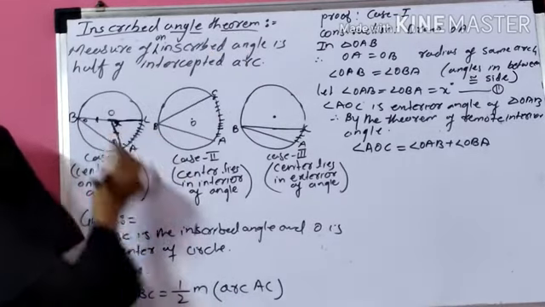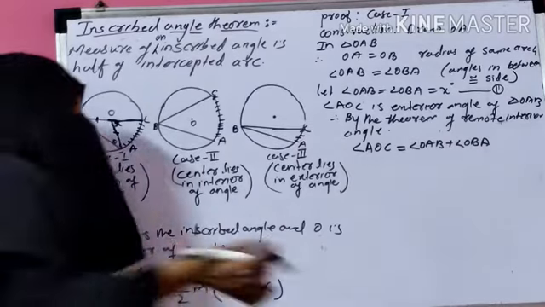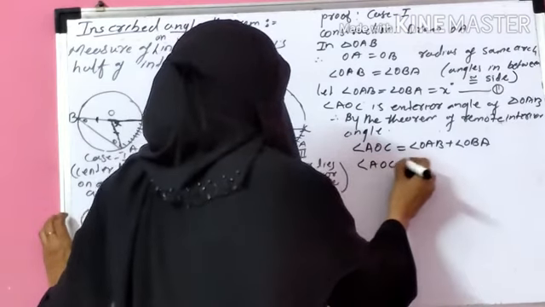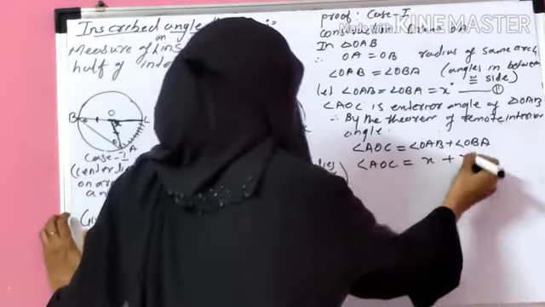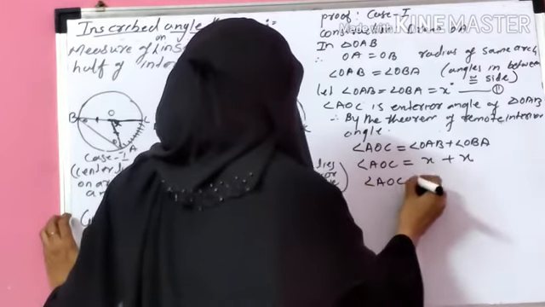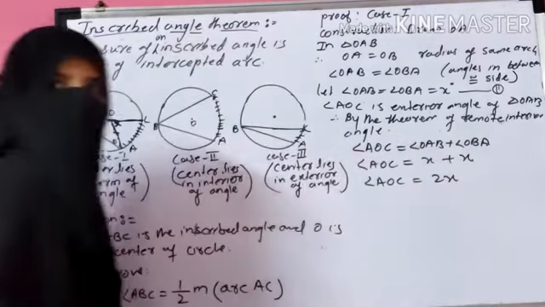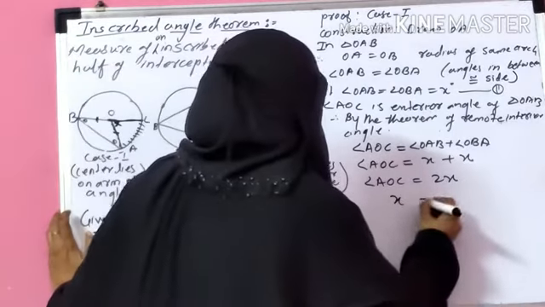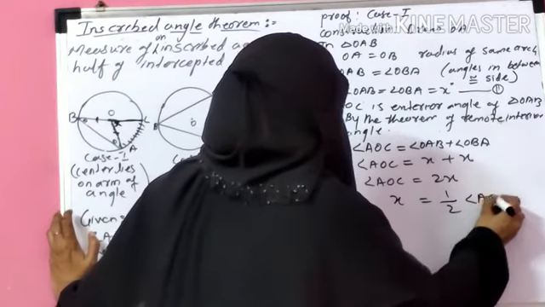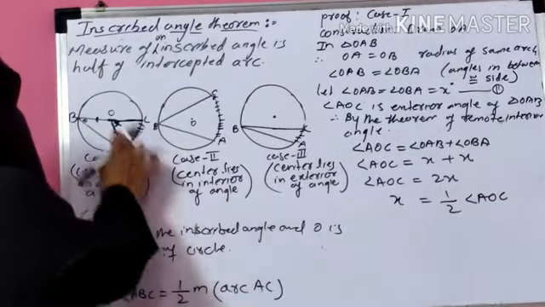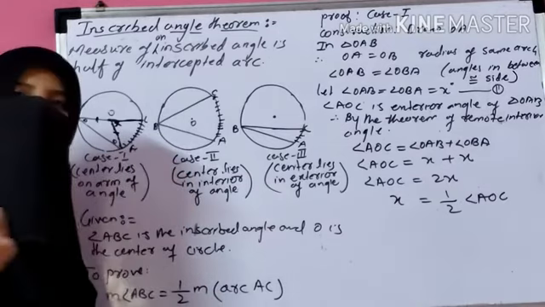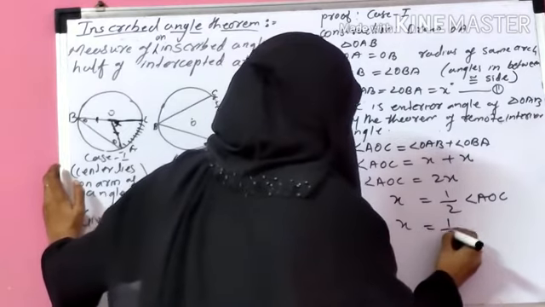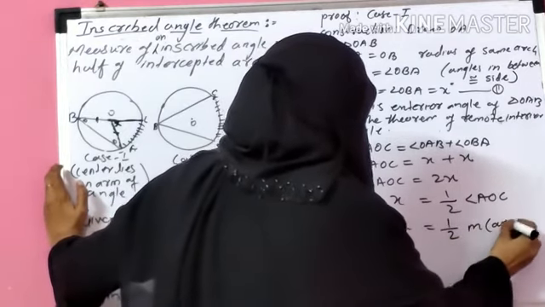This is your exterior angle, these two are the remote interior angles, and the measure of each of these two angles is x. So angle AOC is x plus x, that is, angle AOC is equal to 2x. That means x is equal to half of angle AOC. And the measure of angle AOC is equal to the measure of arc AC, by the central angle theorem. So x is equal to half of the measure of arc AC.